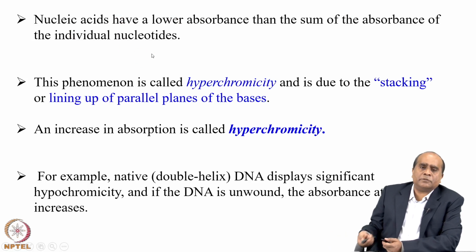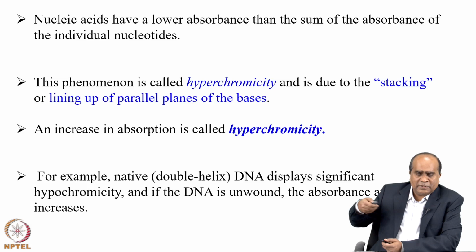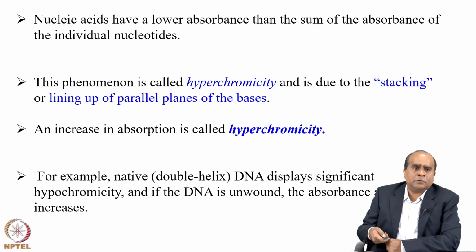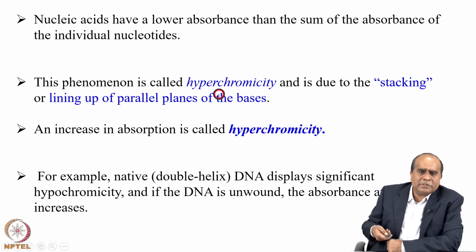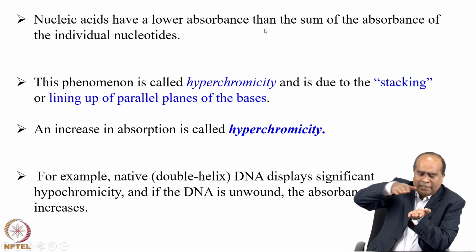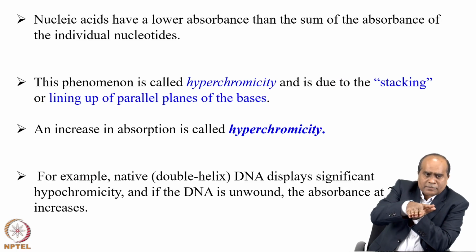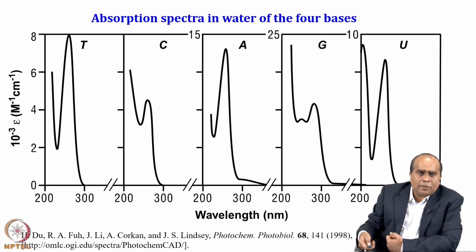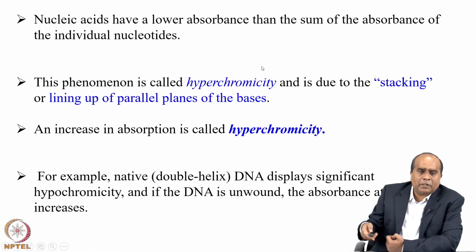So, nucleic acid has a lower absorption than the sum of absorptions of individual nucleotides. This is simply because when they go for base stacking, the absorption goes down. The phenomenon is called hypochromicity, due to the stacking or lining up of the parallel planes of the bases. If they are like this, absorption will decrease, and when they open, it is more. So, bases will have more absorption if you just have them free in water, they will absorb more than when it is structured. That increase in the absorption is called hyperchromicity.